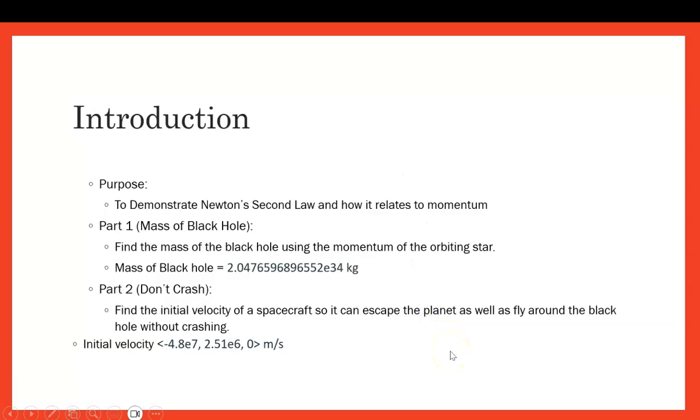The purpose of this lab is to demonstrate Newton's second law and how it relates to momentum. For part 1, you find the mass of the black hole using the momentum of an orbiting star. I found the mass to be 2.05 times 10 to the 34th kilograms.